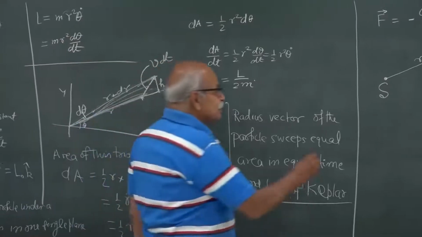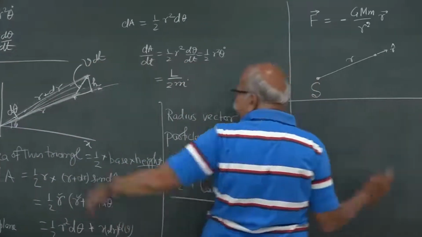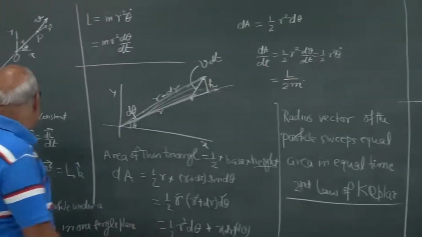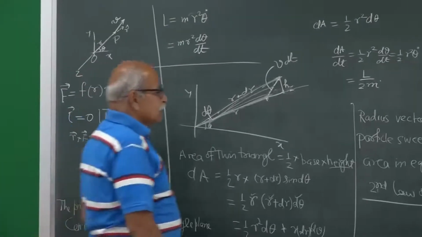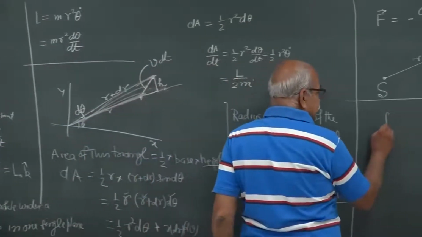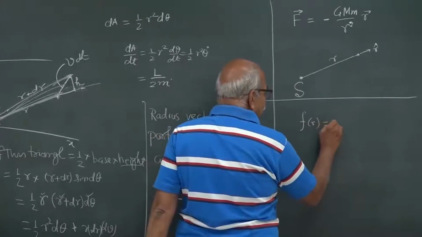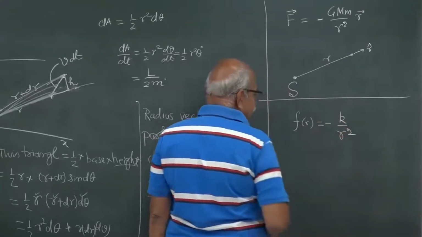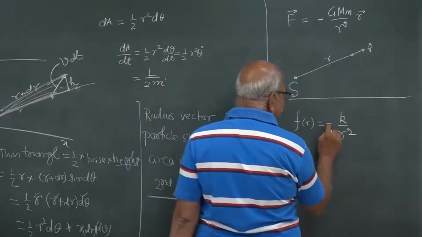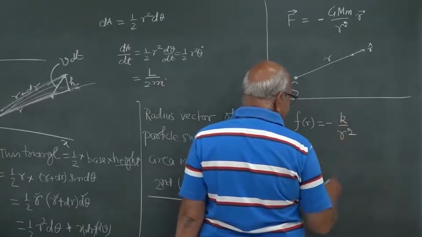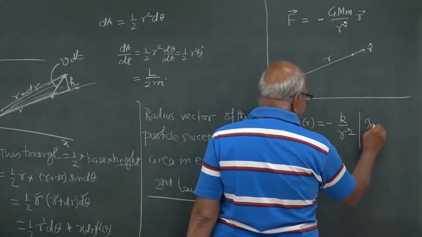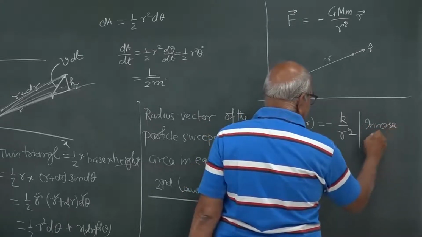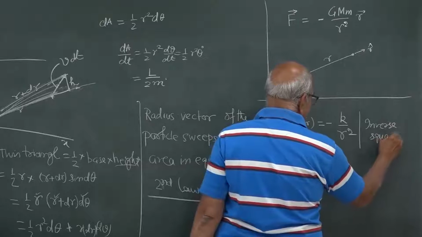So, essentially what we have is this f of small r, which is of this type. F of r is minus some constant divided by r square. This is known as the inverse square law.